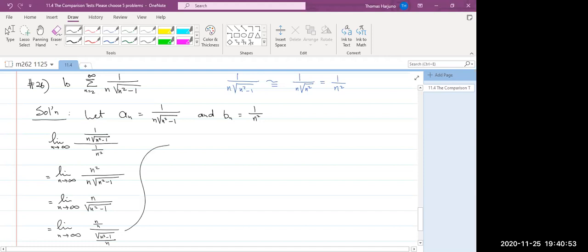Let me continue. That is the limit as n goes to infinity of 1 over square root of n squared minus 1 over n squared. So this is the limit as n goes to infinity of 1 over square root of 1 minus 1 over n squared. That is 1 over 1, which is positive.